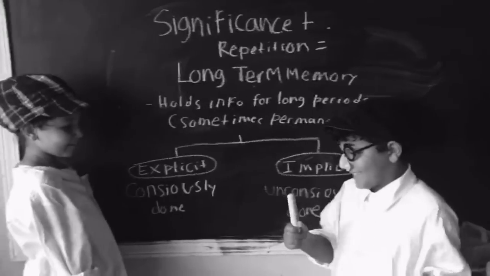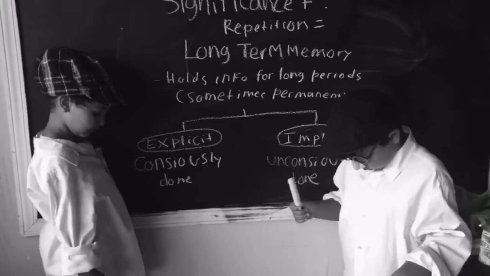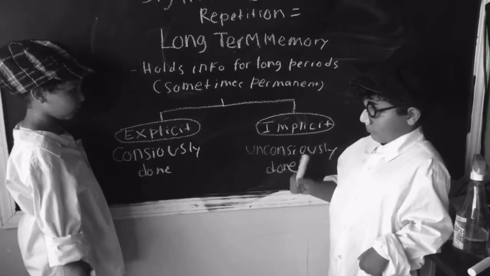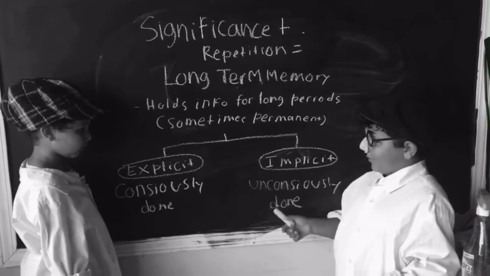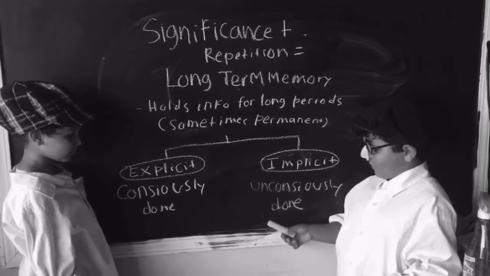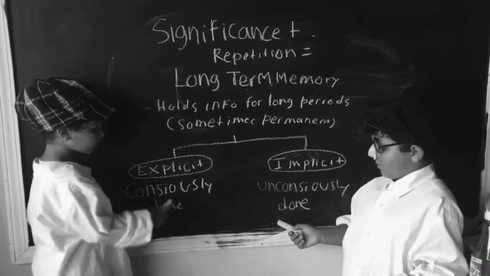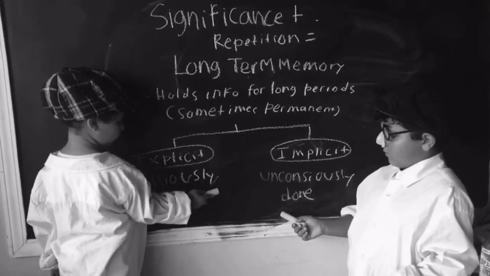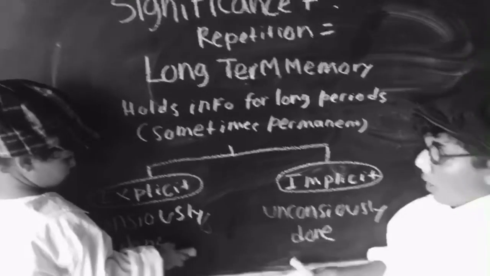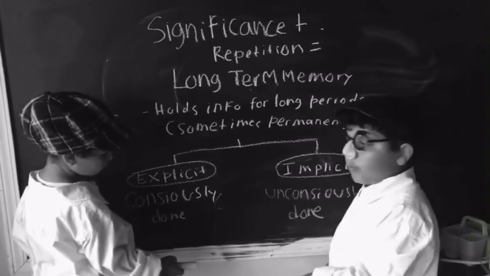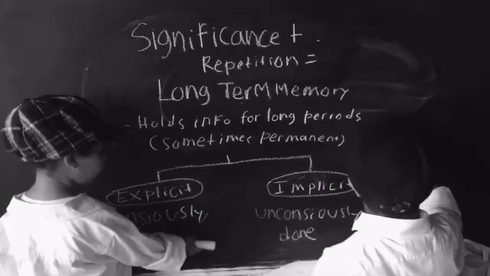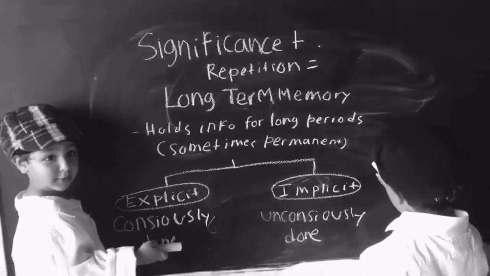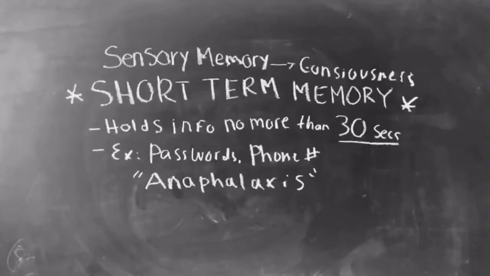Memories that have been repeated or are very significant are usually moved from your short-term to your long-term memory, which holds information for long periods of time. Sometimes it may even be permanently. There's 2 types of long-term memory, explicit and implicit. Implicit means that the memory has been done unconsciously, like brushing your teeth or driving a car. Explicit is memories from different events and situations in your life.